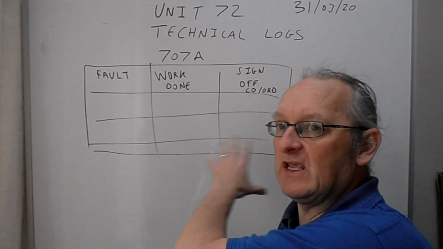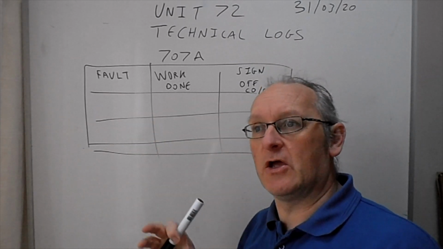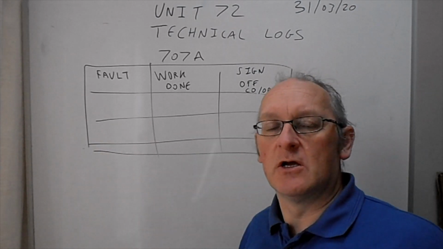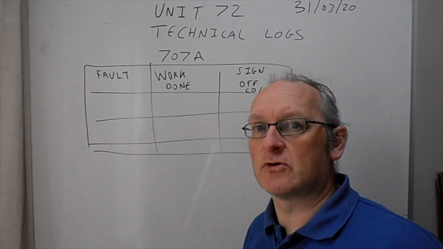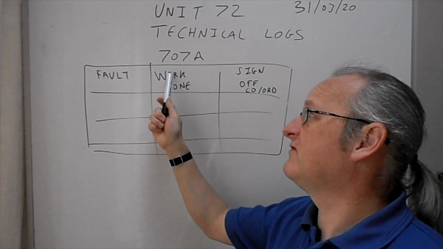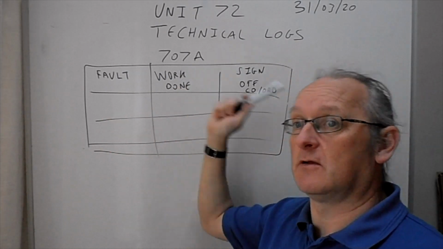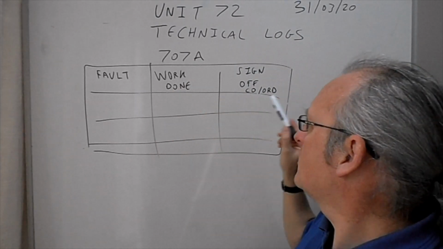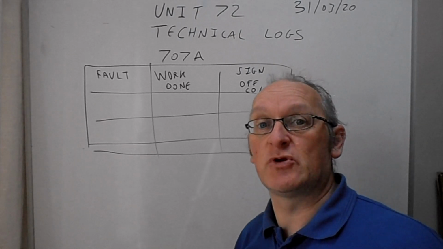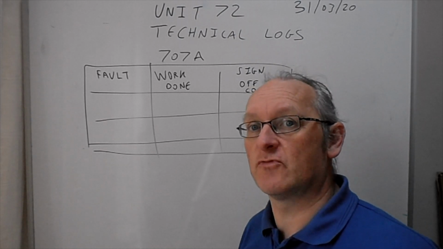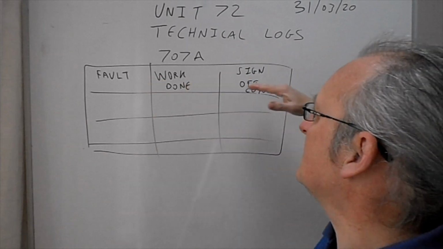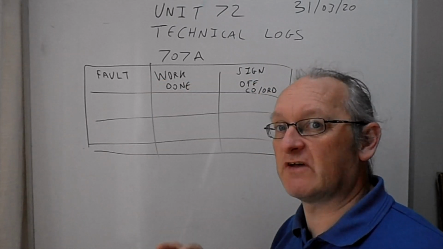So the 707A is mainly a coagulation, basically a compression of all the work that's been done on the airplane into just basic faults. What was wrong with it? How did you fix it, basically, and then sign it off. You notice the person signing this off isn't the person that actually did the job. That's because the military have a two-stage system, and the second stage, this 707A, is a record of all the 707Bs.